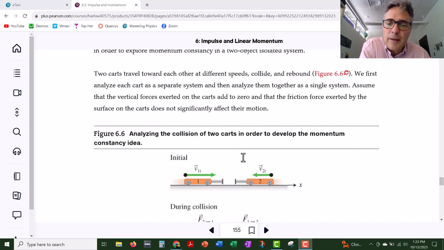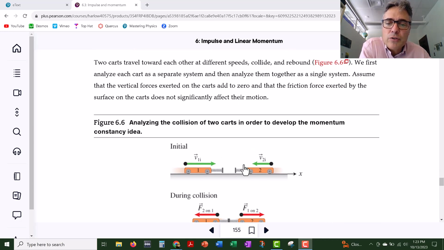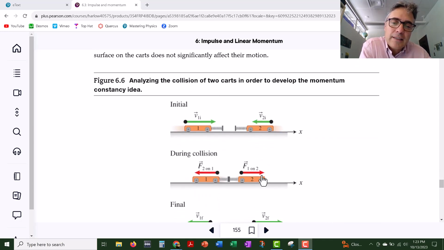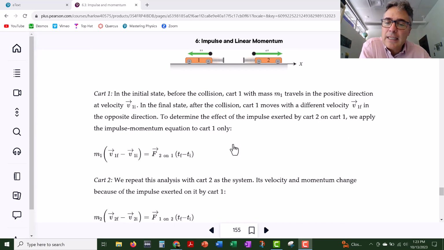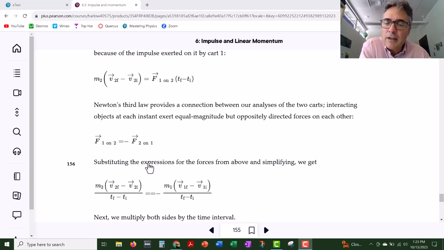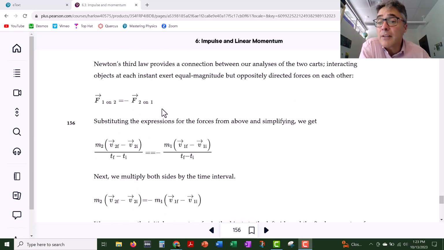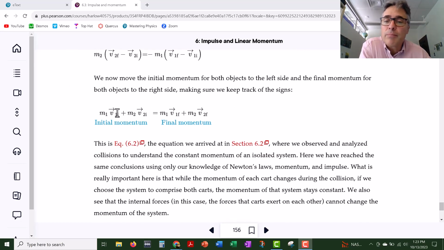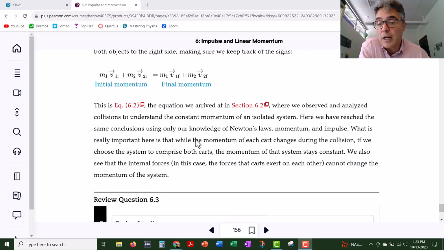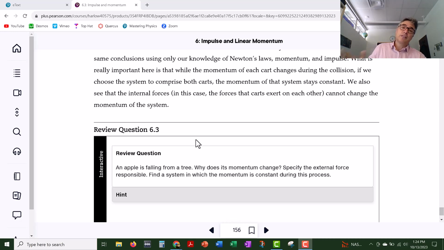This one is a collision of two carts, cart 1 and cart 2, and during the collision they push on each other with some spring. The idea here is that the impulse of 1 on 2 equals negative the impulse of 2 on 1 because of Newton's third law. So if you consider the entire system, the two impulses cancel out. Those are internal impulses. So the initial momentum of the system of both carts equals the final momentum. That's where conservation of momentum comes from: internal impulses in a system cancel out.